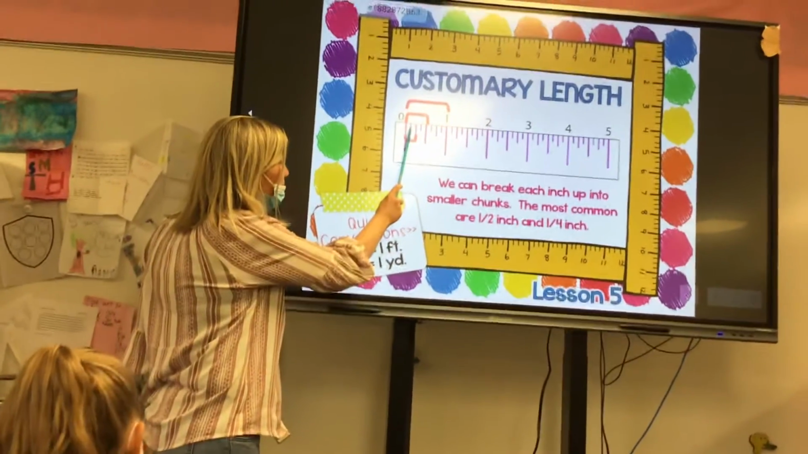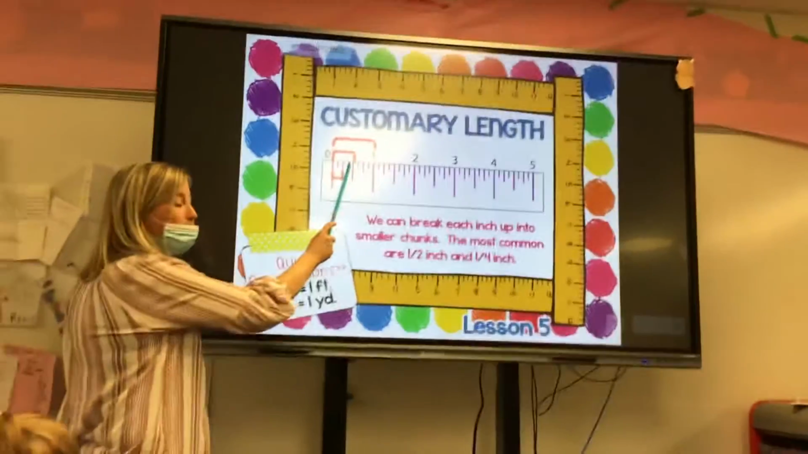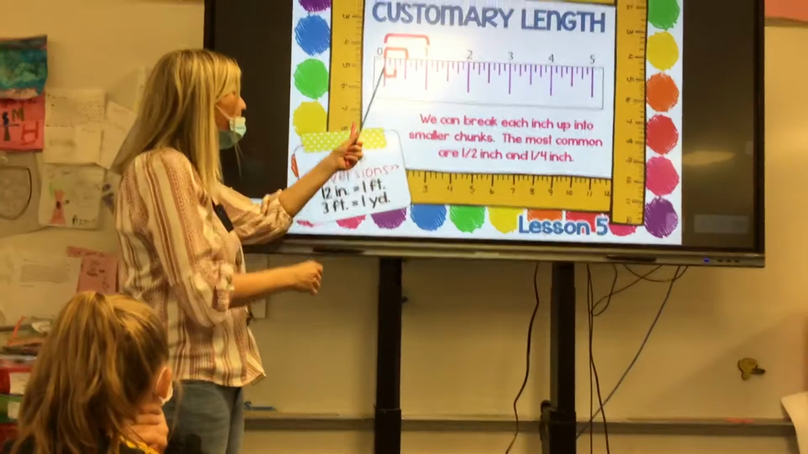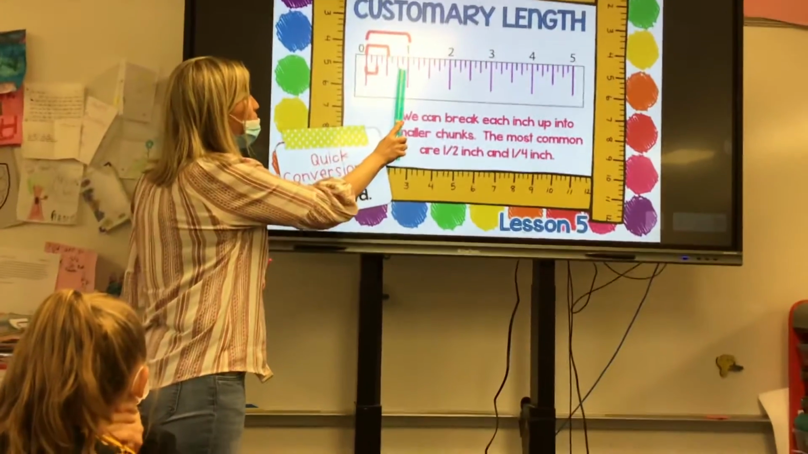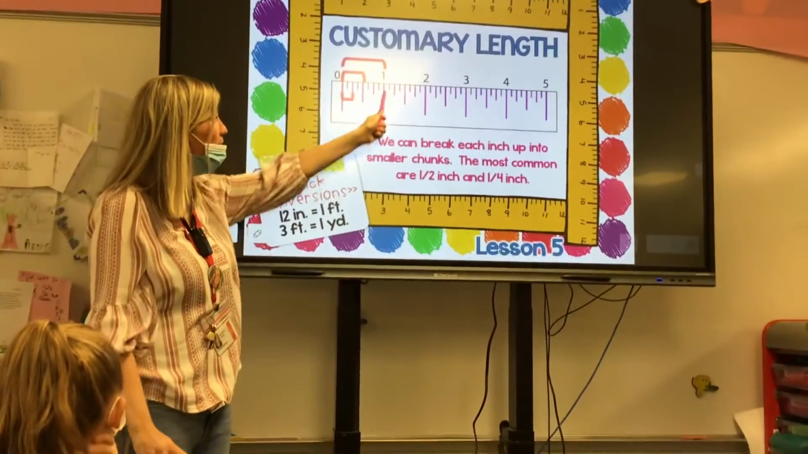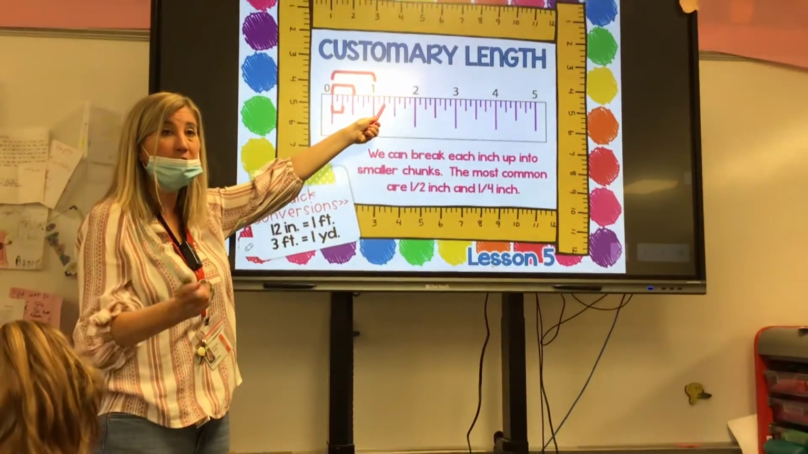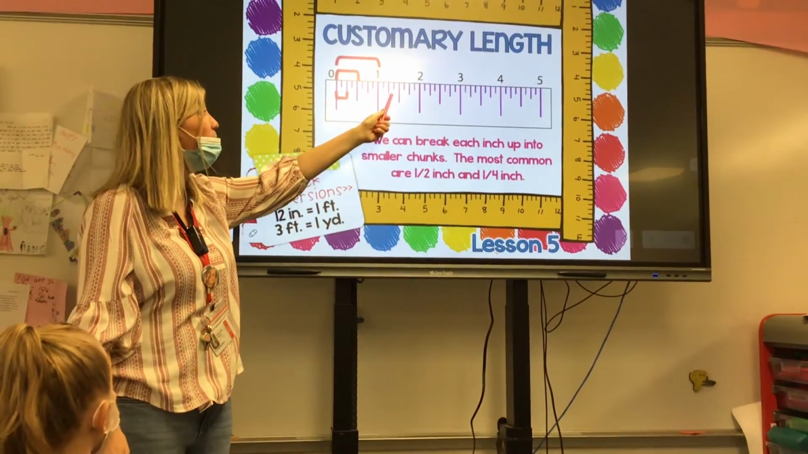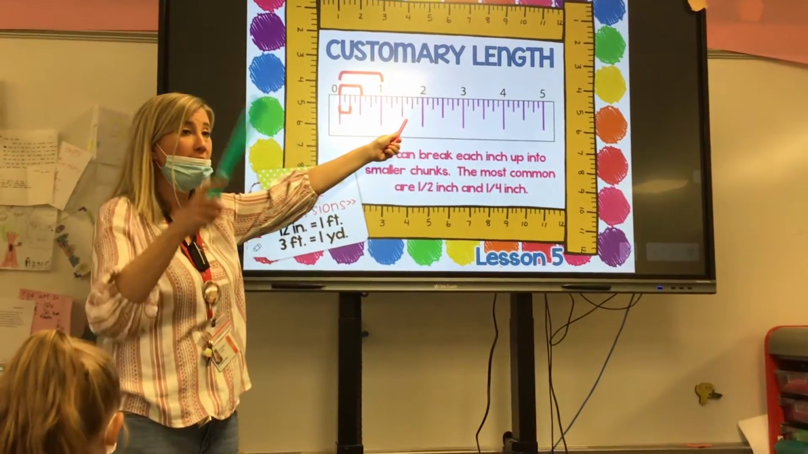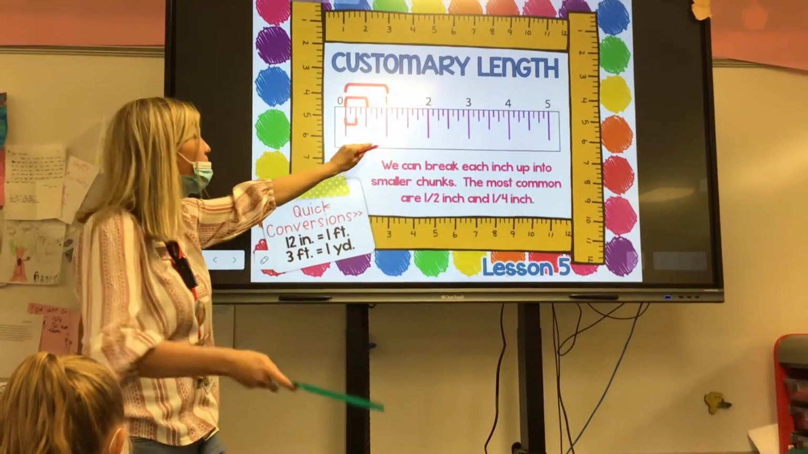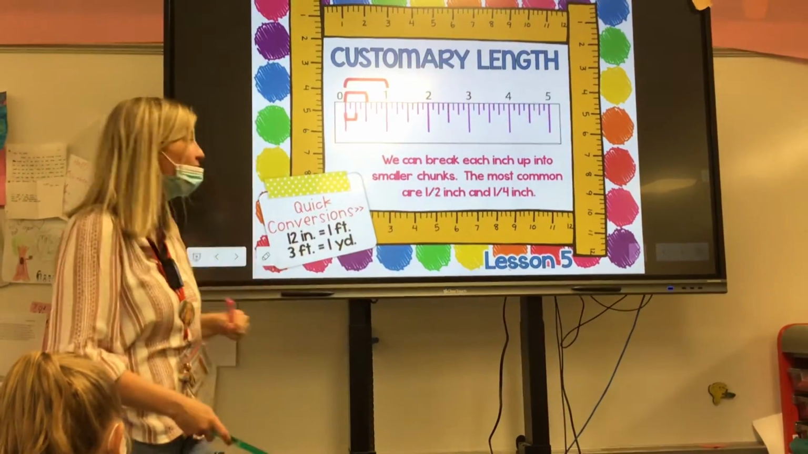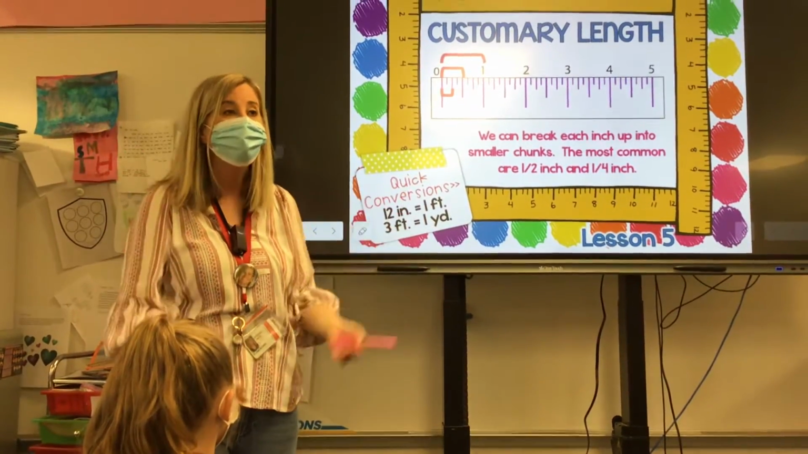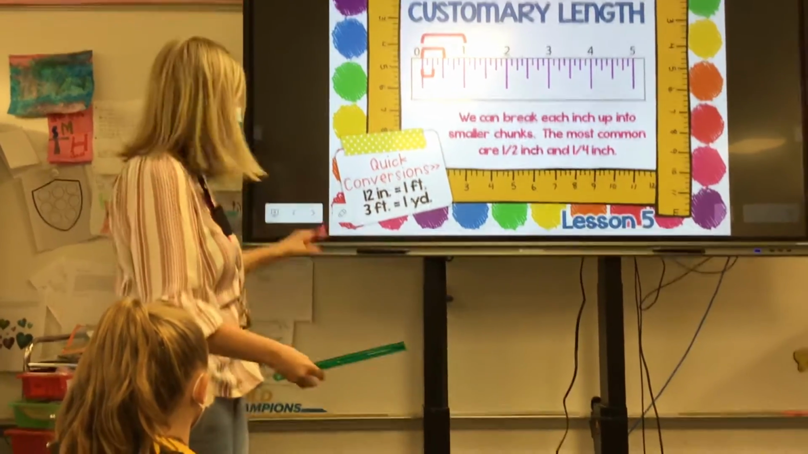And each one of these little lines notates an 1/8 of an inch. It represents an 1/8 of an inch. So this is 1 1/8. 1 2/8, also known as 1 1/4. 1 3/8. 1 4/8, also known as 1 1/2. Okay? So each one represents an 1/8. As a 4th grader, your goal is to be able to measure to the nearest 1/8 of an inch.